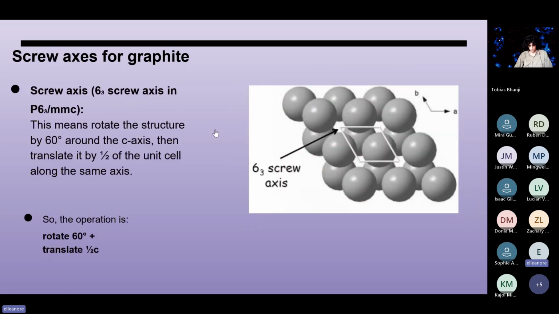Whereas a screw axis for graphite, you rotate the structure by 60 degrees, and of course this is different for each space group, so that's why it's really important knowing the space group. So you rotate it around that same c-axis before translating it by half of the unit cell along the same axis, so rotating 60 degrees and translating by 1/2 c.